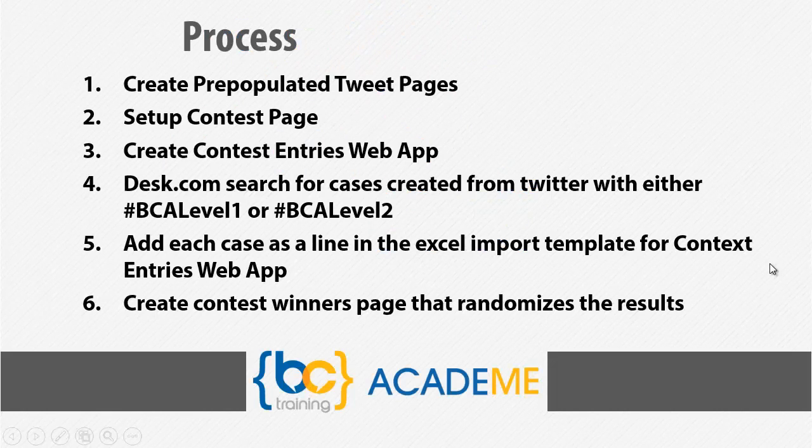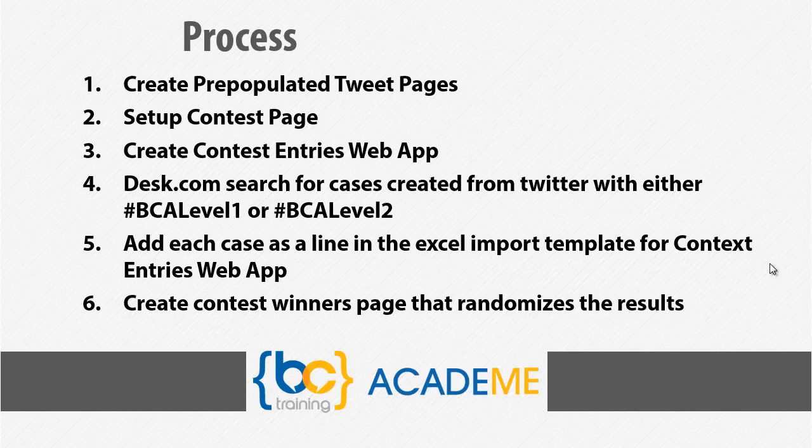So here's the process. The first thing we're going to do is create pre-populated tweet pages. So that's bcacademy.com/level1 and bcacademy.com/level2. Those URLs, when someone goes to them, will automatically send you over to Twitter with a pre-populated message. Second thing is we set up the contest page, and that had hyperlinks to both of those pre-populated tweet pages, which were the entries into the contest.